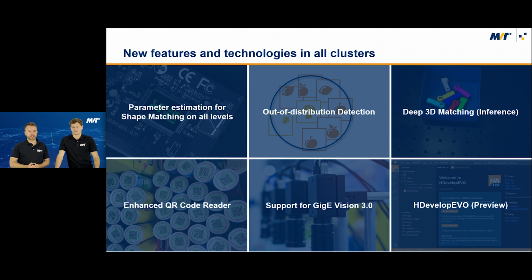As we sum it up, we have many new things inside the release: a better extended parameter estimation, out of distribution detection, deep 3D matching, a completely new technology. We improved our QR code reader, have support for GigE Vision 3.0, and we have the first preview of our new development environment, HDevelopEVO.